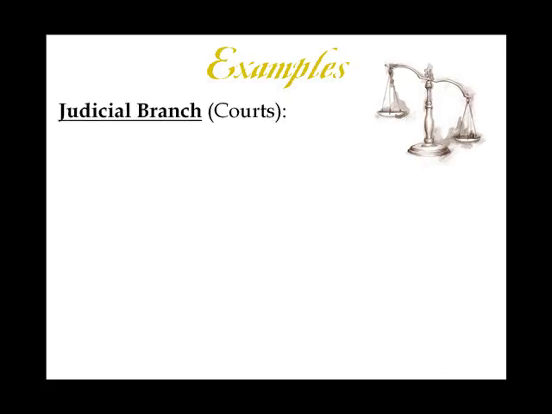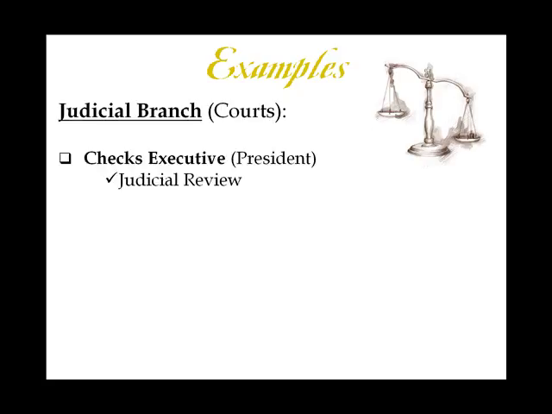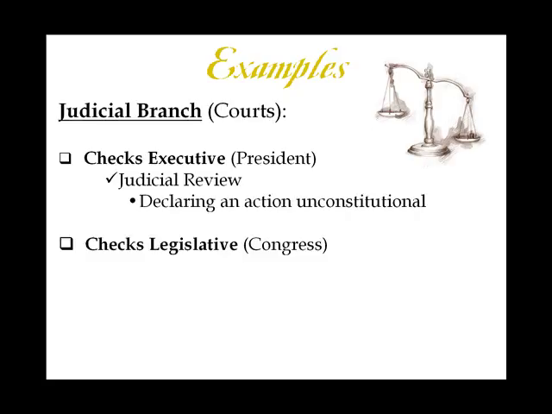Finally, let's take a look at the checks possessed by the judicial branch. The judicial branch can check the executive branch by exercising what is called judicial review. Judicial review means that the courts can declare any action by the executive branch unconstitutional. The power of judicial review applies to the legislative branch as well. This means that courts can declare laws passed by the legislative branch to be unconstitutional.